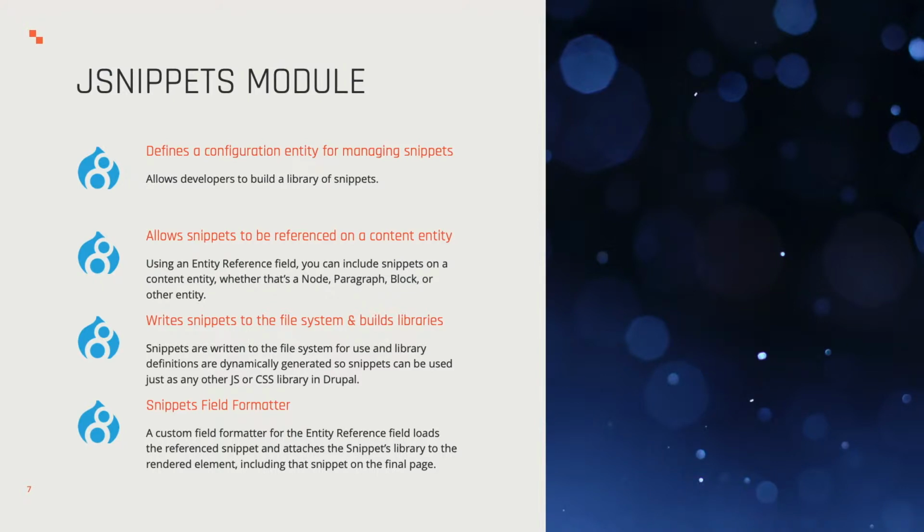One of the interesting things the module does is it then writes those snippets to the file system and dynamically builds library definitions for Drupal. So rather than just taking the JavaScript snippet that you paste into the configuration and then writing a script tag onto the page through a field formatter or something, we're actually writing out JS and CSS files to the file system and then iterating over any of the snippet configuration entities and building out a library definition so that they can be attached to render arrays and added to the page, sort of using best practice methods.